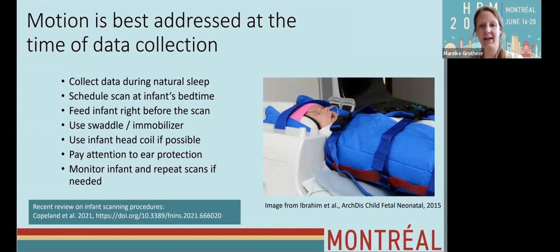There are now also infant head coils on the market that closely fit the infant's head and will likely have a large impact on data quality. These coils also have space for headphones and other ear protection, which of course is not only vital to the infant's sleep quality, but also for their well-being. Finally, and most importantly, you would need to monitor the infant carefully and be very patient. If the infant wakes up or moves too much, it's probably best to start the scan over.